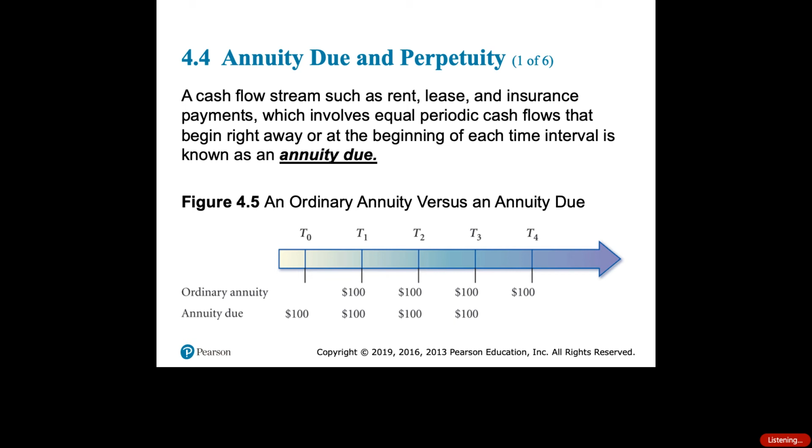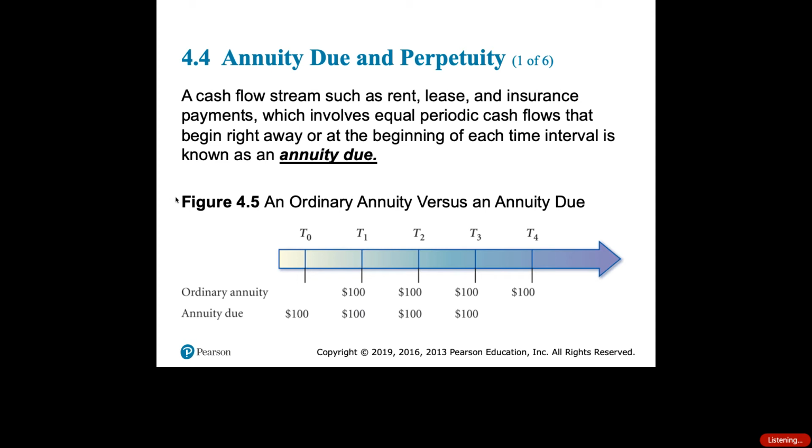Let's turn our attention to 4.4, annuity due and perpetuities. So certain types of financial transactions, such as rent, lease, and insurance, involve equal periodic cash flows that begin right away or at the beginning of each time interval. This is known as an annuity due.